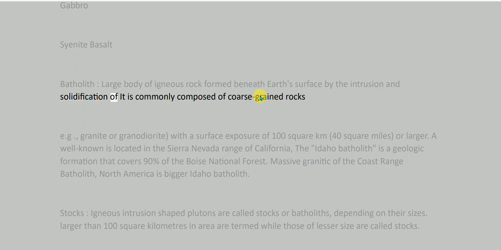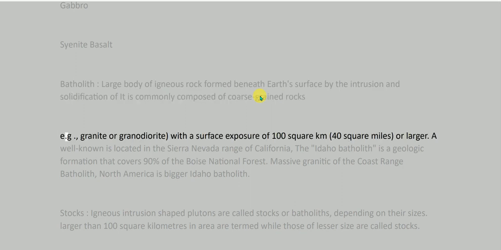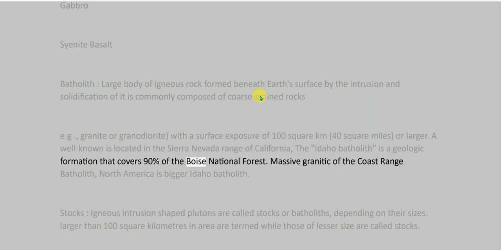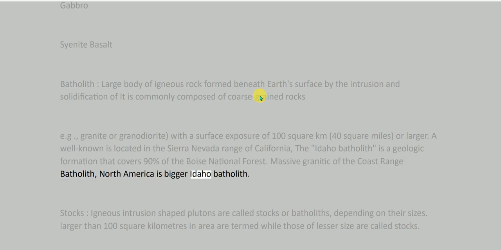Batholith: a large body of igneous rock formed beneath Earth's surface by the intrusion and solidification of magma. It is commonly composed of coarse-grained rocks, e.g., granite or granodiorite, with a surface exposure of 100 square kilometers, 40 square miles, or larger. A well-known one is located in the Sierra Nevada range of California. The Idaho batholith is a geologic formation that covers 90% of the Boise National Forest. The massive granitic Coast Range batholith of North America is bigger than the Idaho batholith.